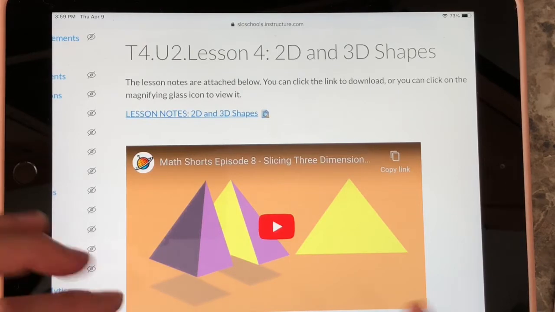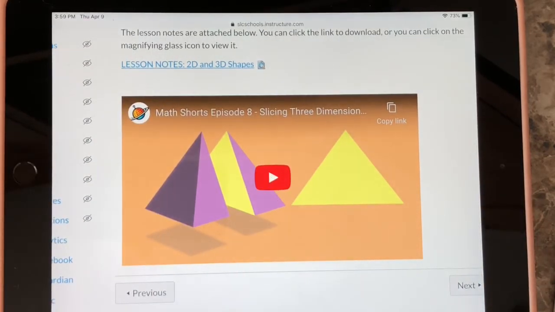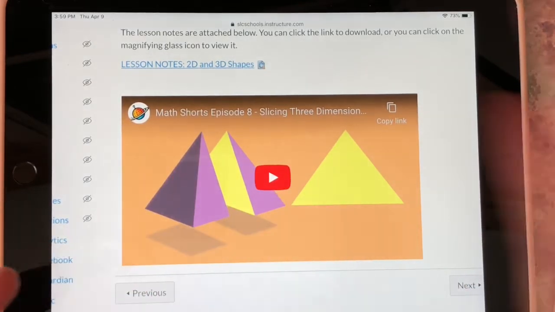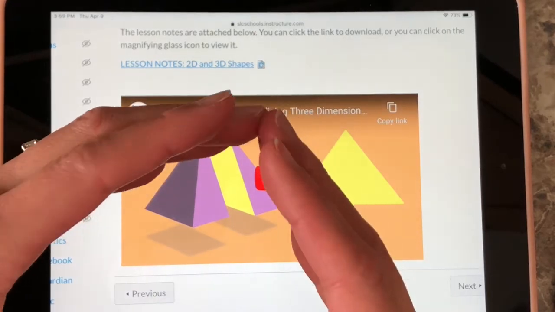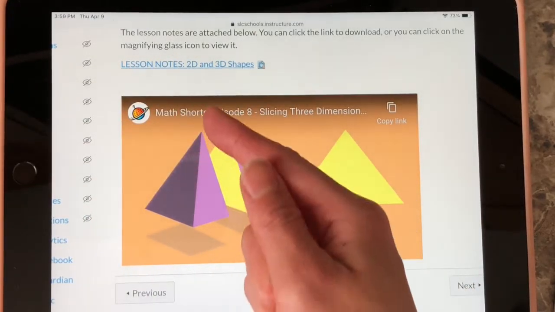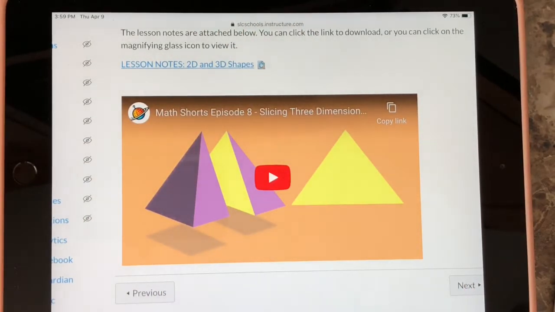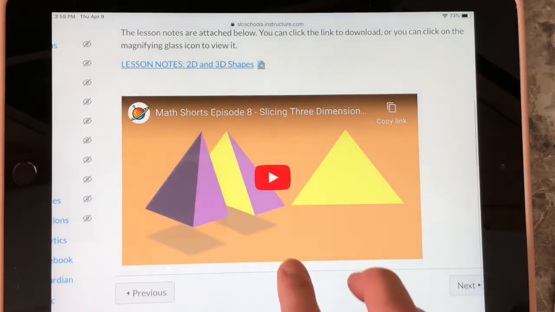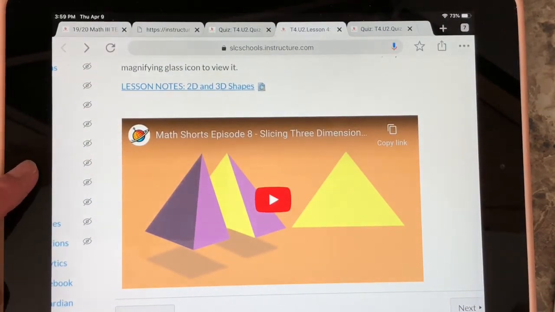I would like to take a moment to ask you guys to watch this first video. This video describes what a cross section is. A cross section is when you slice the image and then you're looking at the shape that was created in the slice. So go ahead and take a look at that video and then we will continue with the lesson.